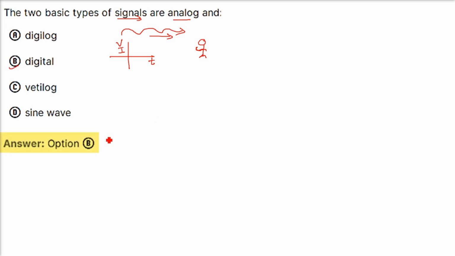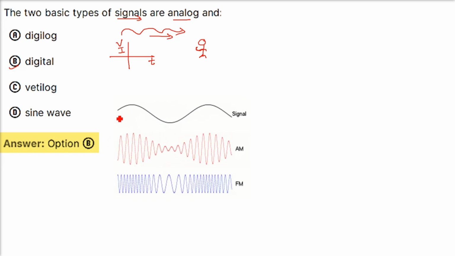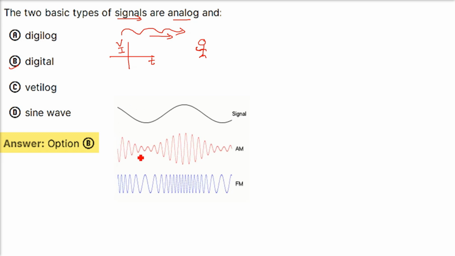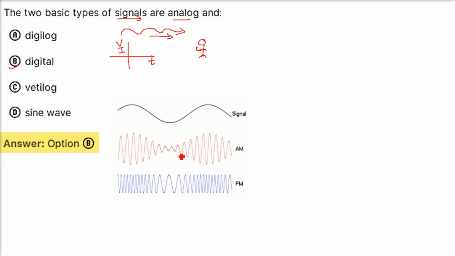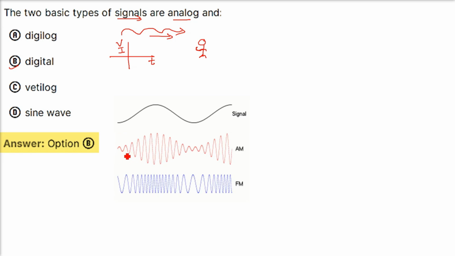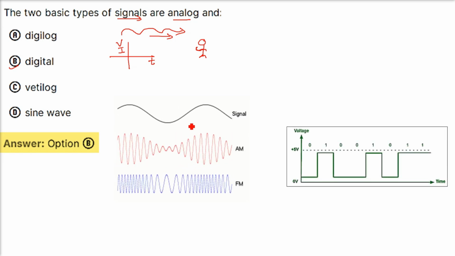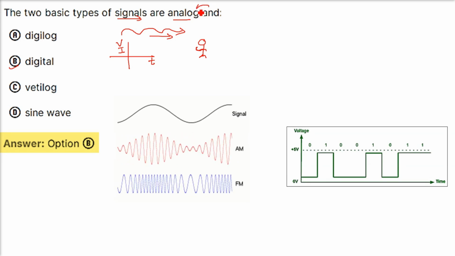Like this, you see a continuous signal, there is no break. I am speaking right now. If you take this audio signal and convert it into some waveform, this is the waveform. You see AM, FM, all these are continuous, non-discrete waves.